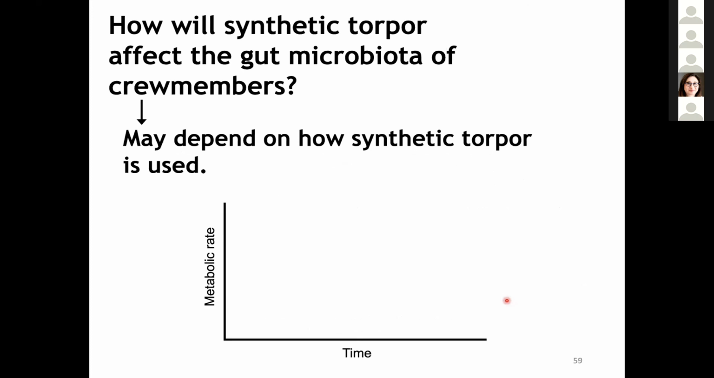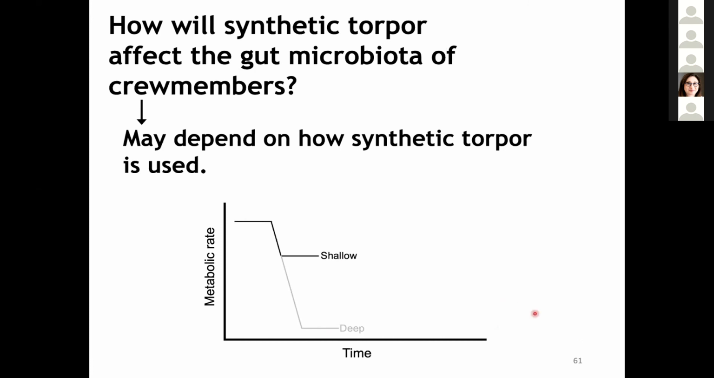And I'll illustrate those ways with a hypothetical graph that plots metabolic rate as a function of time. So one variable of synthetic torpor use is the depth of metabolic depression. Theoretically, synthetic torpor could be a deep state of metabolic depression, akin to what we see in our hibernating ground squirrels. Alternatively, it could be a relatively shallow state, akin to slow wave sleep that we talked about earlier this morning. Or it could be anywhere in between these regions.